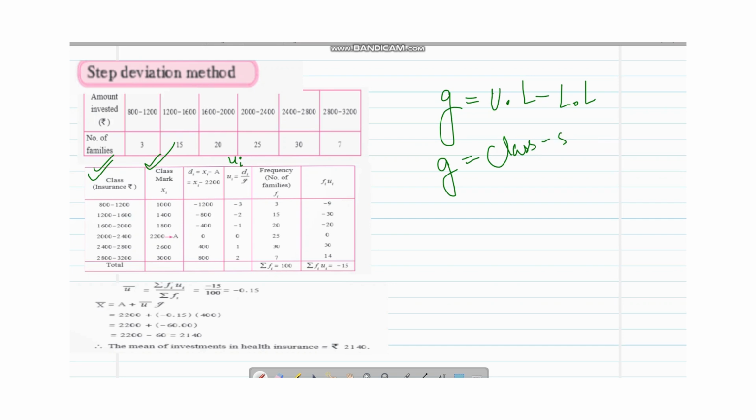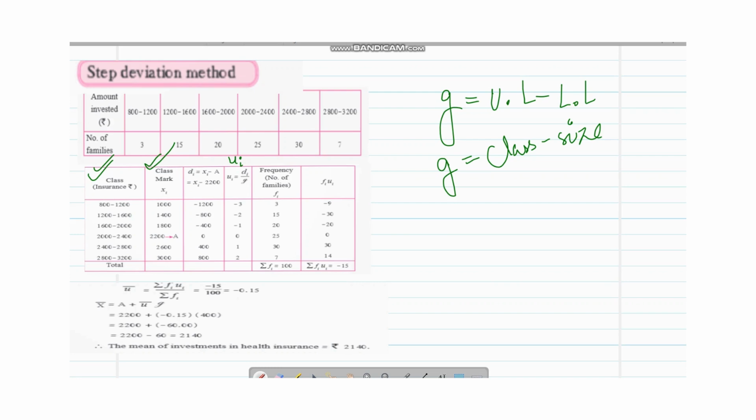What is the class size in this question? So in this question, class size is 1200 minus 800, that is 400. So G is 400. So you will divide all these terms by 400. Minus 1200 divided by 400, that will be minus 3. Minus 800 divided by 400, minus 2. Minus 400 divided by 400, minus 1. This will be 0. Same 400 divided by 400, 1. 800 को 400 से divide करेंगे 2. Frequency already given in the question.